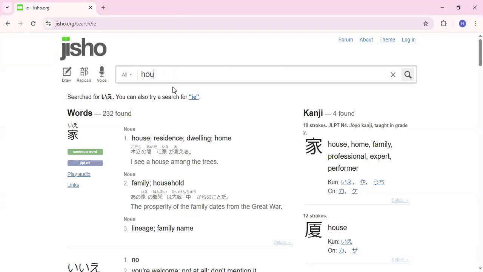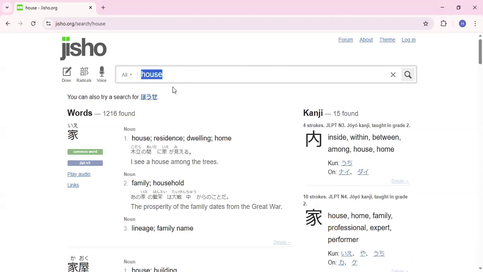And then what else? House, of course. If you look for house, you're gonna get the same thing. You're gonna get ie. So if you look for a Japanese word, you're gonna get it. What else can you use? Kanji. Well, of course. No question asked.